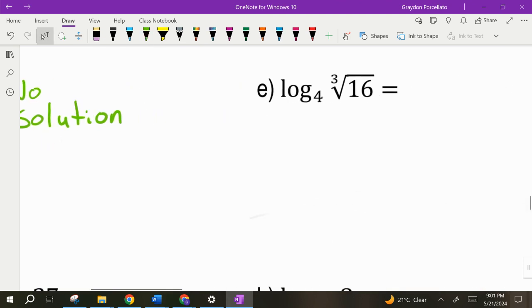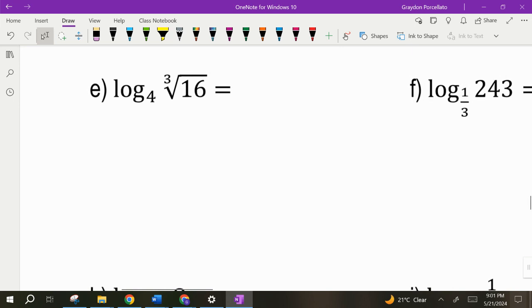Okay. This one here, the log of the third root of 16 base 4. So what we're going to do with this one is try to change our base. We're going to say, okay, well, 4 to the power of what? I'm going to actually use an x in this example instead of a question mark. 4 to the power of x is equal to the third root of 16?